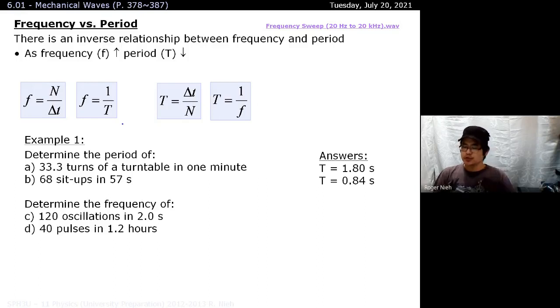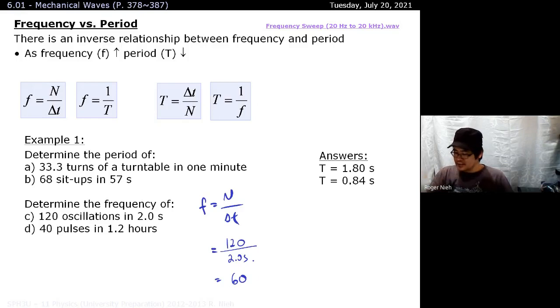For example, if you're trying to determine the frequency of 120 oscillations, which is repetitions, in 2 seconds. Frequency, again, is equal to the number of events divided by the total time, so you can find out the amount of time per event. All right, so 120 oscillations divided by 2 seconds will give you an answer of 60. 60 of 1 over s.